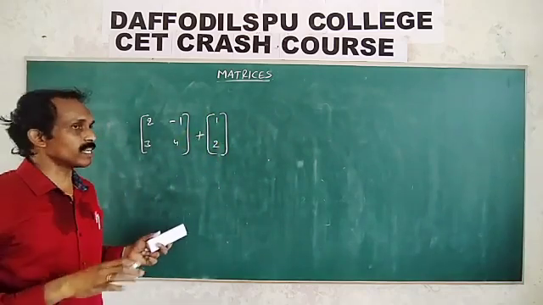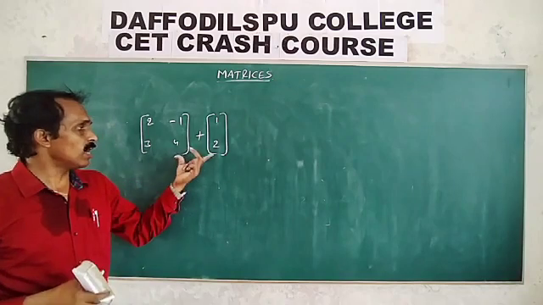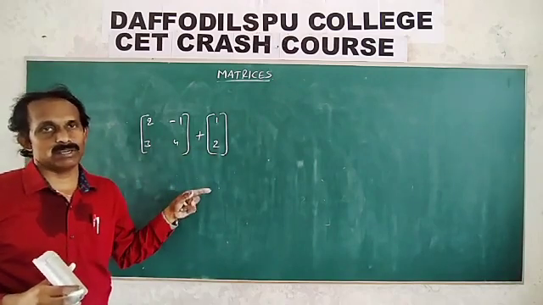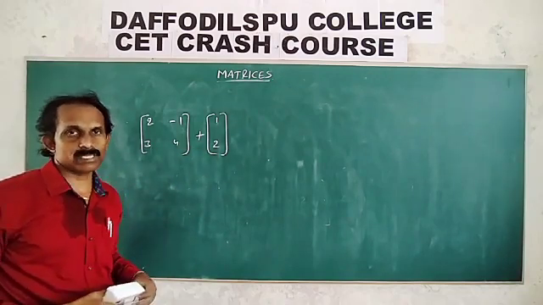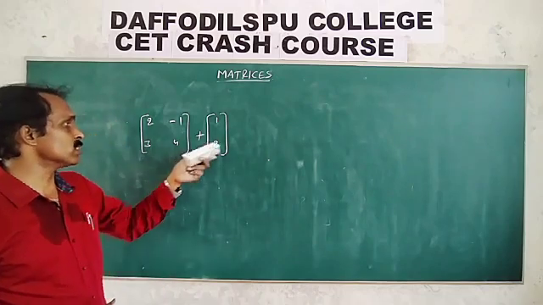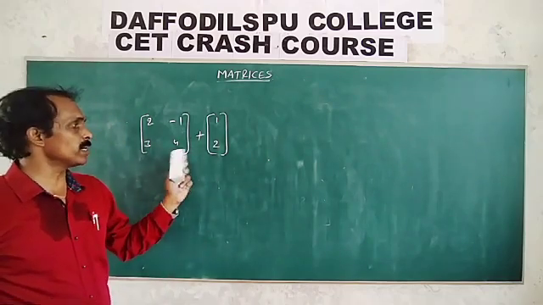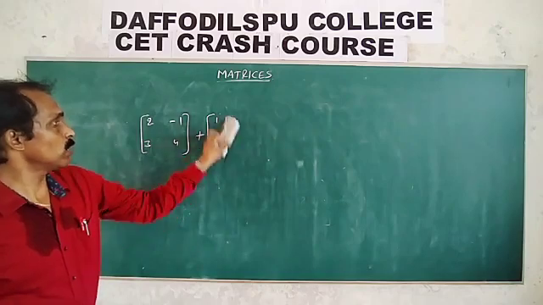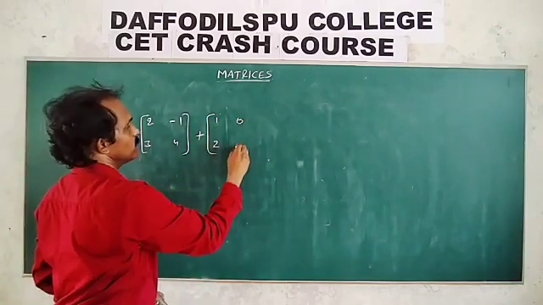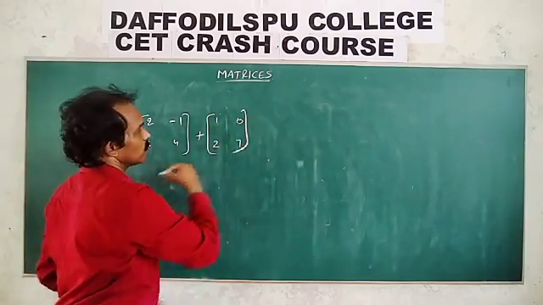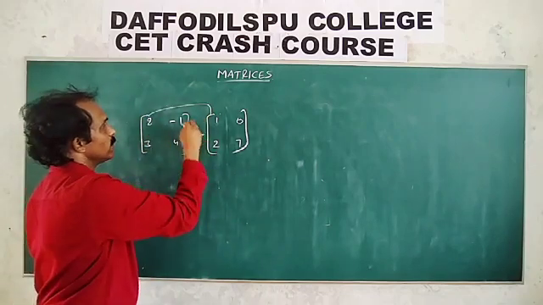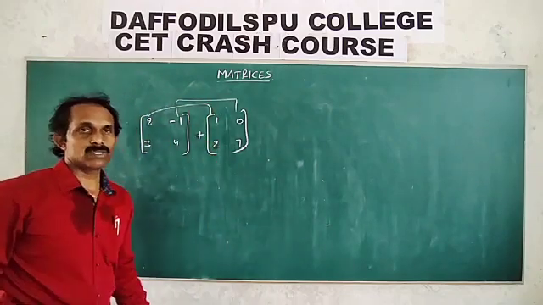Why? Summation or addition of two matrices is possible only if they are of the same order, and we add only corresponding elements. These two matrices cannot be added. When is it possible? Like this, then only possible. Only corresponding elements are added.